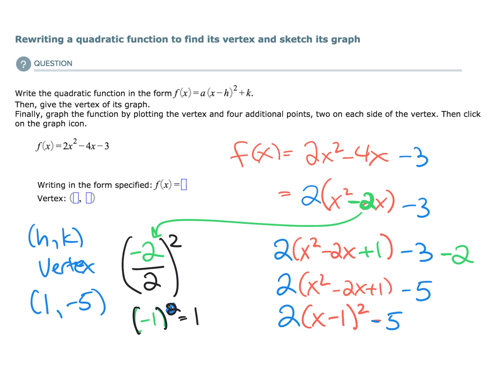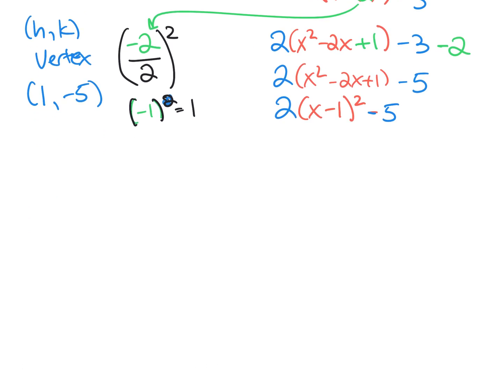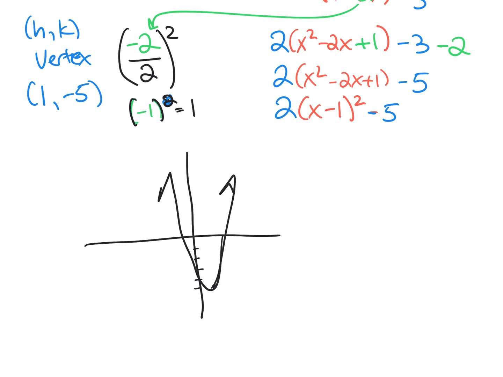I'll let you guys do the graph, but just to point out, this is going to be the vertex. I'll kind of start the graph for you. Let me just give myself a little bit more space. If you have a vertex, what does it mean that's the vertex? So we're going to go over 1 and down 5. 1, 2, 3, 4, 5. I don't have graph paper here. And then basically what you're going to do is start plotting points on either side of it, and you're going to see it's going to look like this.